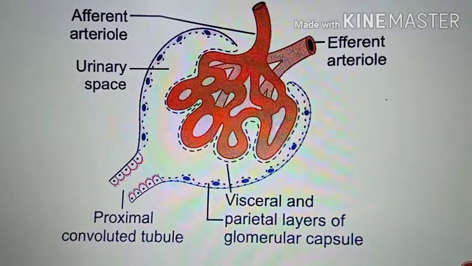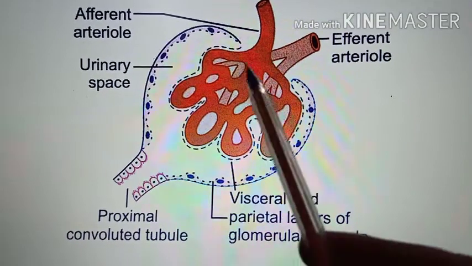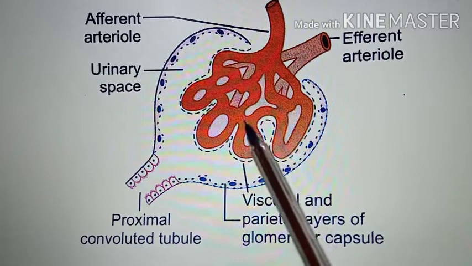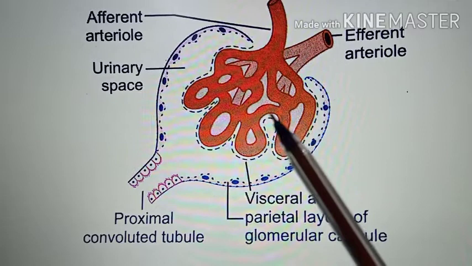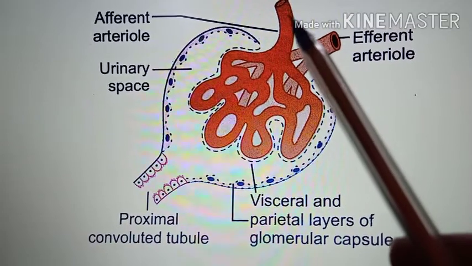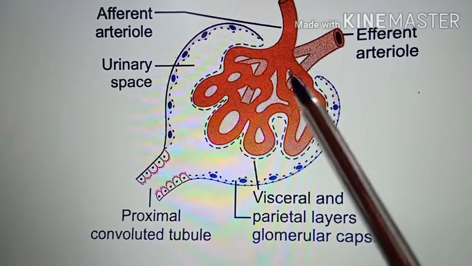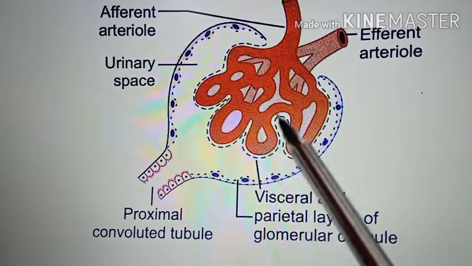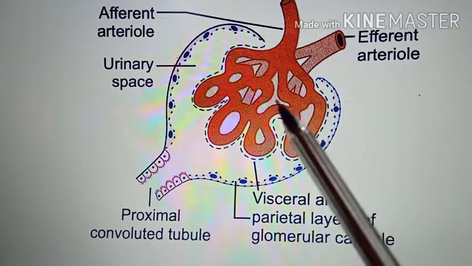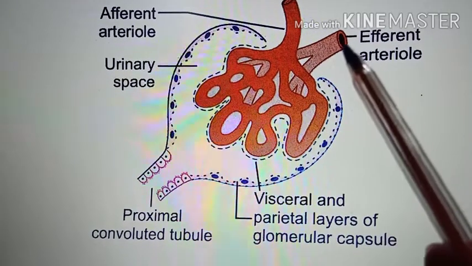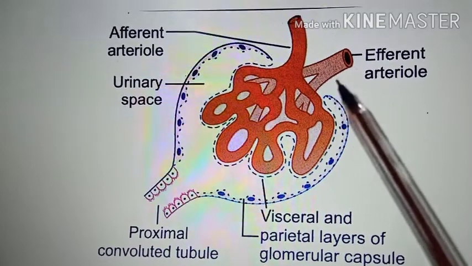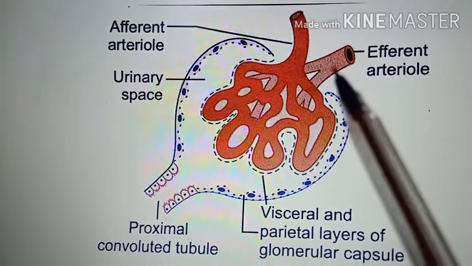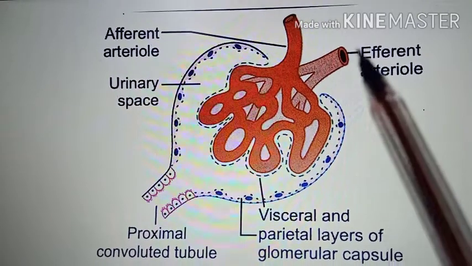Now coming to the glomerulus. This entire thing is the glomerulus. It is a rounded tuft of anastomosing capillaries. Here you can see the blood is entering through the afferent arteriole. This afferent arteriole will divide into a number of capillaries, and these capillaries will join to form the efferent arteriole. Here we have to keep in mind that the efferent vessel is an arteriole and not a venule.